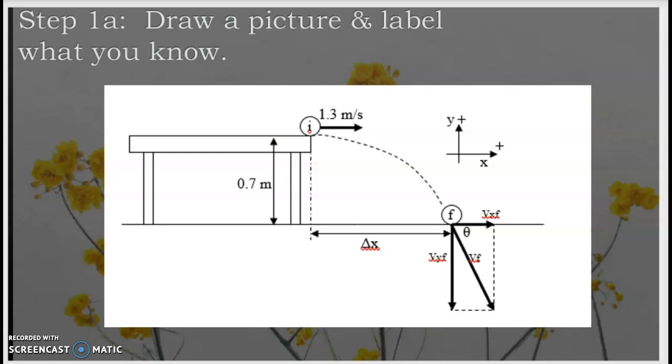So all physics problems start with the picture. So this picture shows what we know. The table is 0.7 meters tall. The only initial velocity we have is horizontally, and it's going 1.3 meters per second. We know that our final velocity is going to have components of both the y direction, the vertical, and the x direction, the horizontal. So that means we're going to have to use the Pythagorean theorem and some of our trigonometry to solve this final velocity. It's no longer going to be a simple positive or negative.